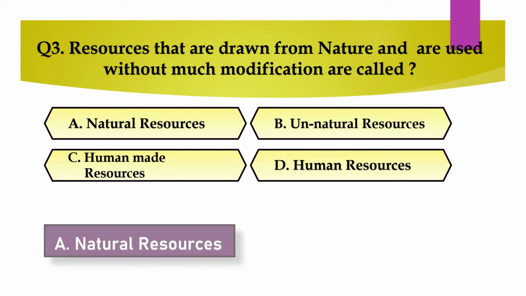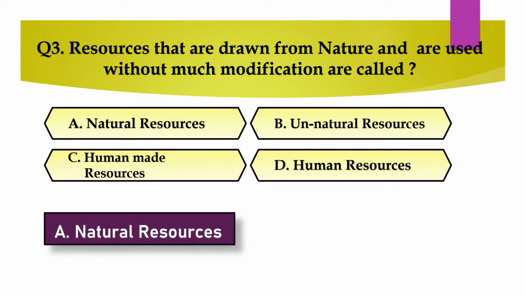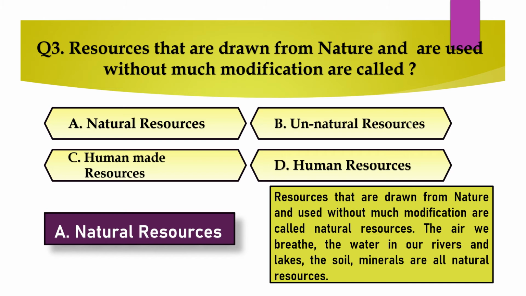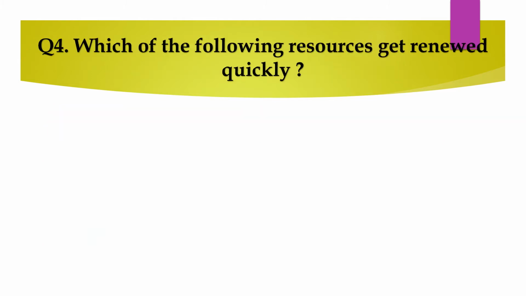Answer is A. Natural resources. Resources that are drawn from nature and are used without much modification are called natural resources. The air we breathe, the water in our rivers and lakes, the soil, minerals are all natural resources.